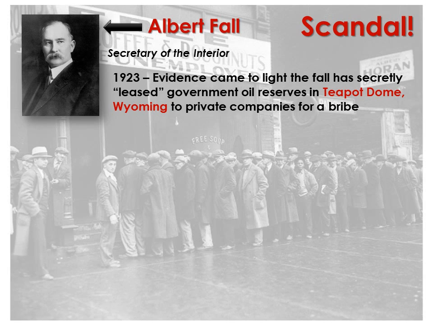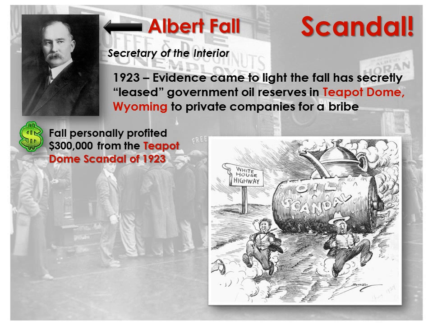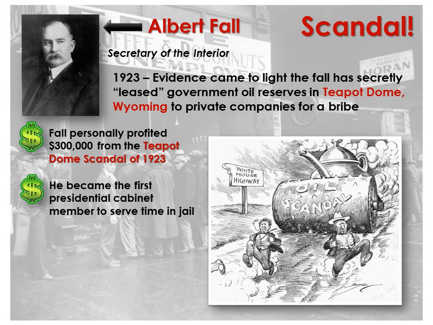So these are private companies that say, I'd like to use this land, I'd like to drill for oil, and what is supposed to happen is they are supposed to compete on the open market. That's what laissez-faire and capitalism are about. Instead, Albert Fall is secretly giving them the rights to do so. He personally profits $300,000 from what becomes known as the Teapot Dome scandal in 1923. And he becomes the first presidential cabinet member to be arrested, convicted, and spend time in jail. All of these things. Albert Fall took the fall.